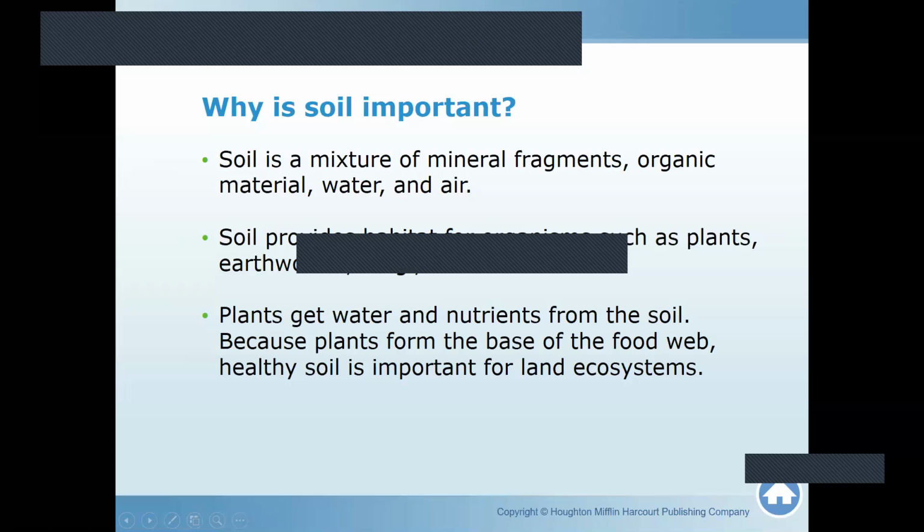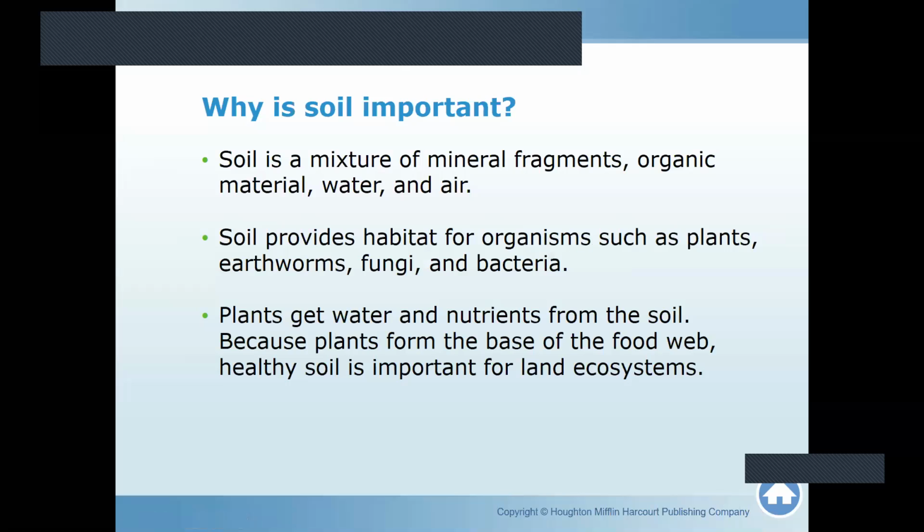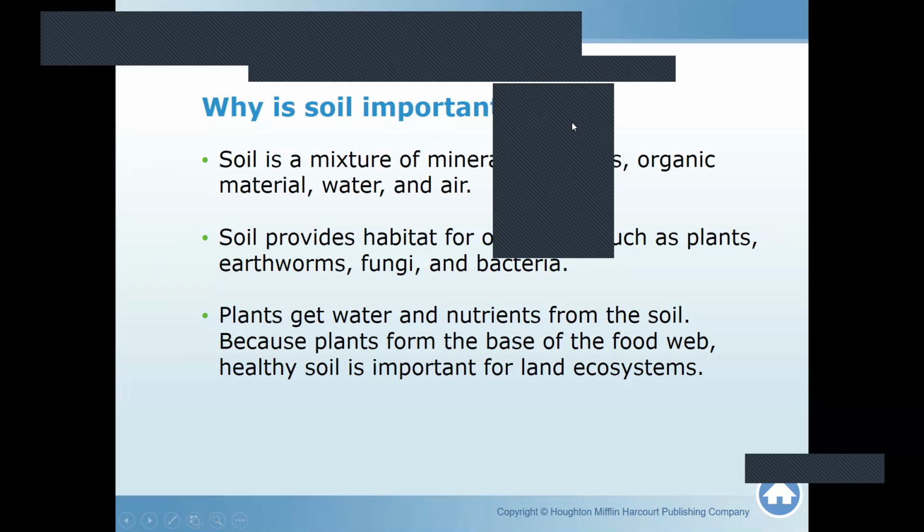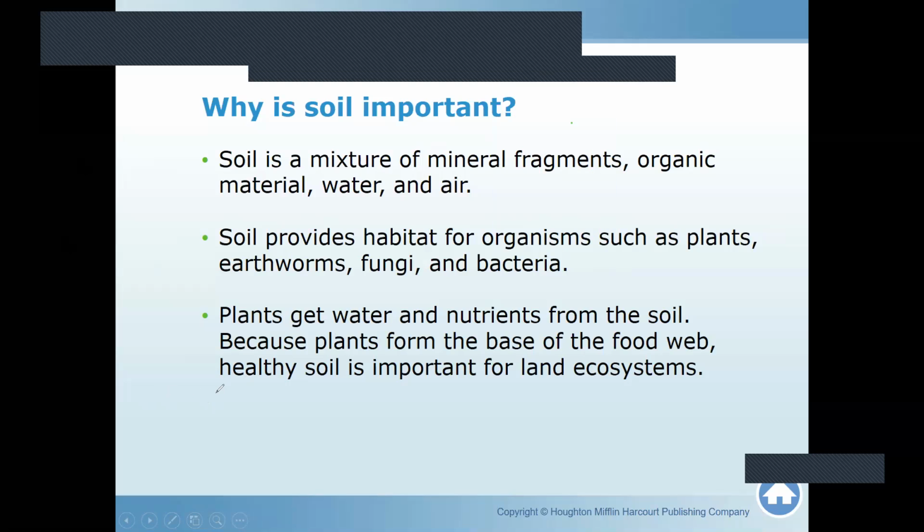Plants get water and nutrients from the soil. Because plants form the base of the food web. Healthy soil is important for land ecosystems. Yeah, that means every page I need to draw and discuss with you all. Girls, whenever I used to draw a food web or a food chain, what was the first thing? What was the first thing I drew? Or I talk about what source? And yeah, of course, sunlight.